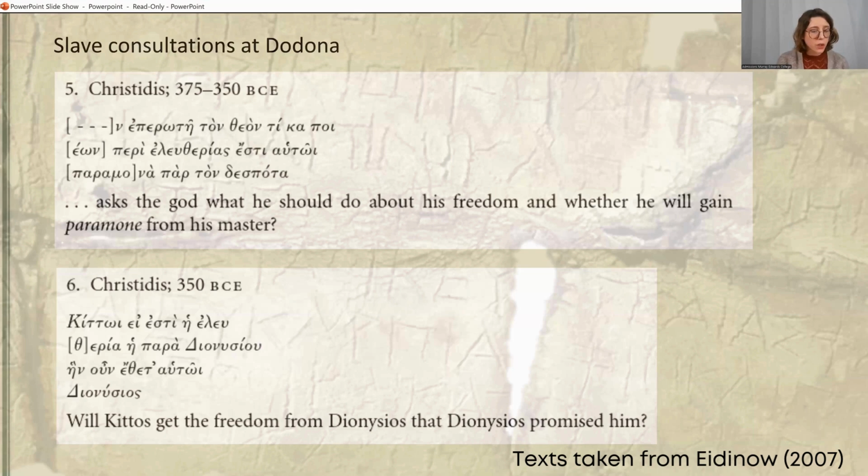In the first of these two, the individual asks about acquiring his freedom and whether he will gain paramone from his master. So paramone was a legal relationship of obligation. After someone was freed, they still owed certain obligations to their master. So here we have an enslaved person asking whether he will receive freedom through the standard way of achieving freedom appropriate to the master's society, right? He wants to know whether his hard work will be rewarded. In the second one, similarly, will Kitos get the freedom from Dionysius that Dionysius promised him? So here we can see that hold that masters might have over their slaves, where freedom is dangled as a carrot before them, and Kitos is anxious about whether the promise will be fulfilled.